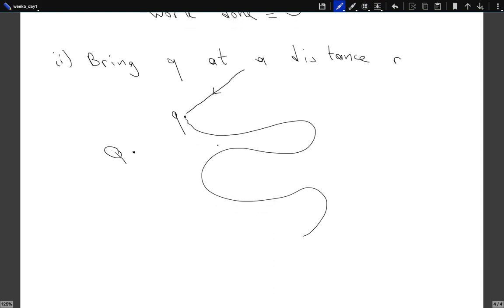So how much work do I need to do to bring this charge from infinity up to here? Now that's the question. Well, let's see. The force is constantly changing, so we just divide the path into very small segments. This is my dl. I just take one of the segments. That dl is in the radial direction, pointing away from this capital Q charge. The force at that point will be 1 over 4 pi epsilon 0, small q capital Q over r squared, again in the radial direction.